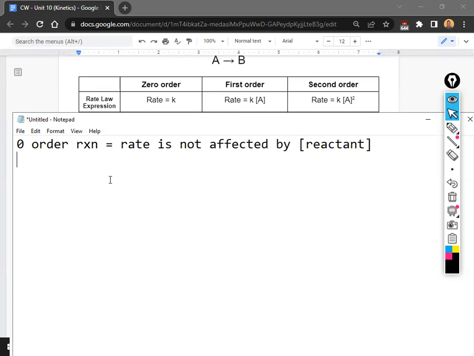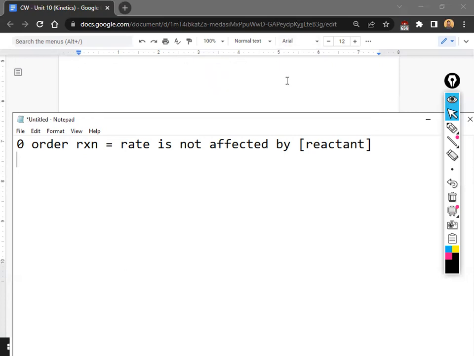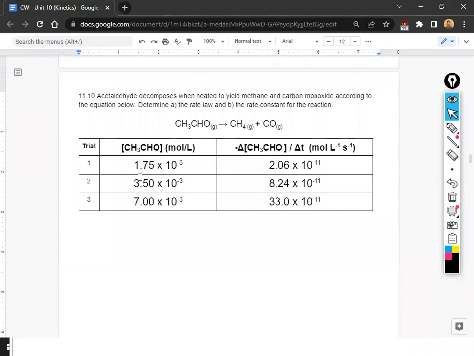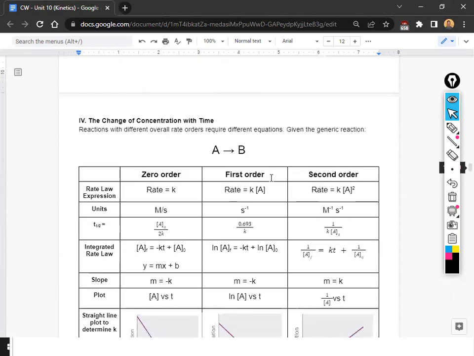So they'll usually give it to you, or they'll tell you, or you'll look at the chart, like the chart we just saw, and you'll see, oh, the rate's not affected even though I'm changing the concentration. So that's how you would identify it. You'll be doubling these values, but the numbers here won't change. That's how you can identify it. Yeah, good question.